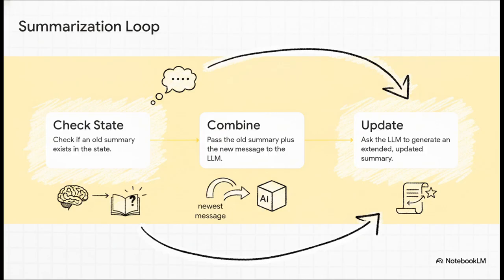But if a summary already exists from earlier, we pass that old summary along with the newest messages, and we explicitly prompt the LLM to extend the summary by taking into account the new messages. It's totally brilliant because it creates a continuous rolling compression of knowledge. The bot is effectively writing its own diary entries in the background. It reads its old diary, looks at what happened today, and writes a new, updated entry, so it never ever loses the overall plot of the conversation.